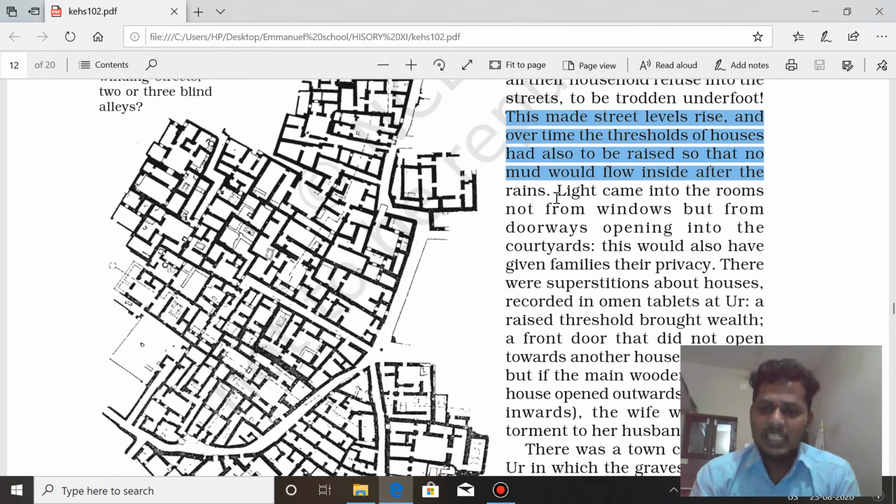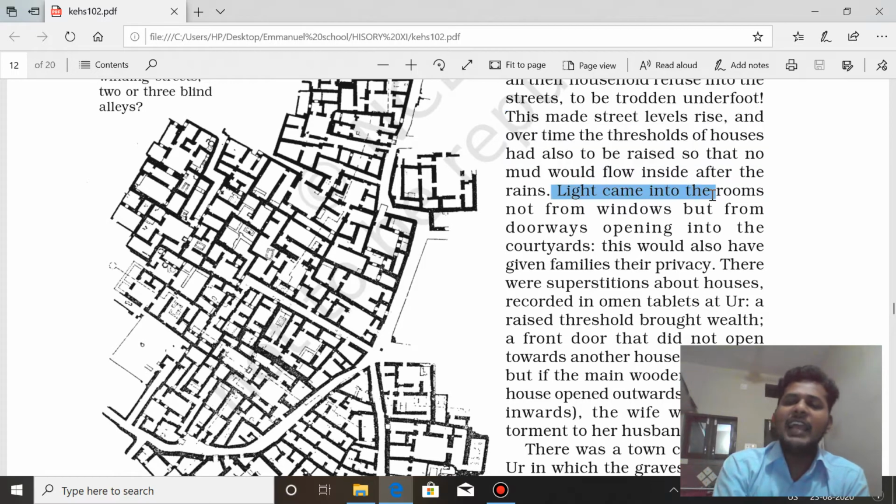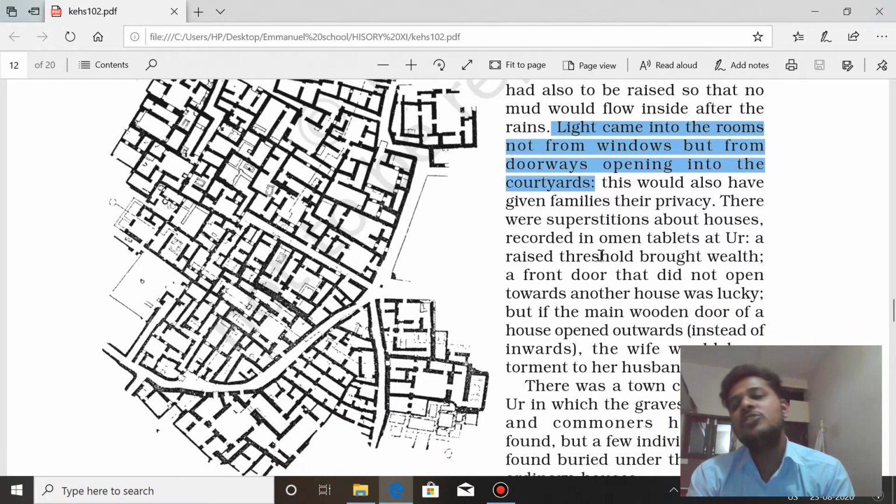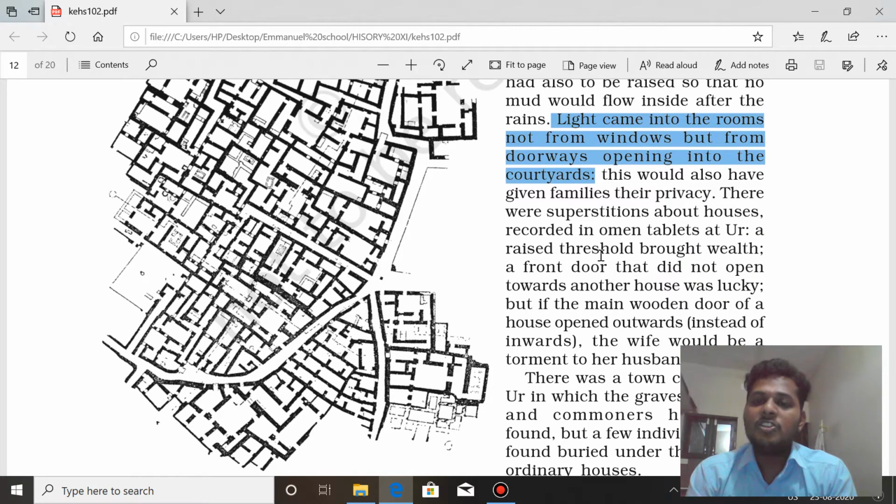Then this is the third point that you have to write. Light came into the rooms not from windows but from the doorways opening into the courtyard. So they never had windows, only the doorways, and this would also have given families their privacy. Because there is no window, only the main door, privacy is there. Nobody thought about air circulation at that time; they gave more importance to privacy, so they did not have windows but only light came directly from the main door.